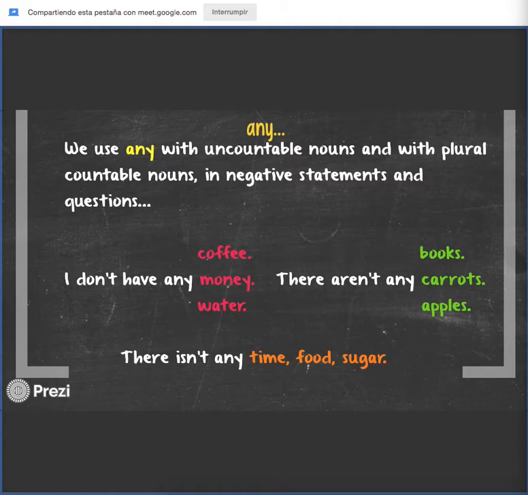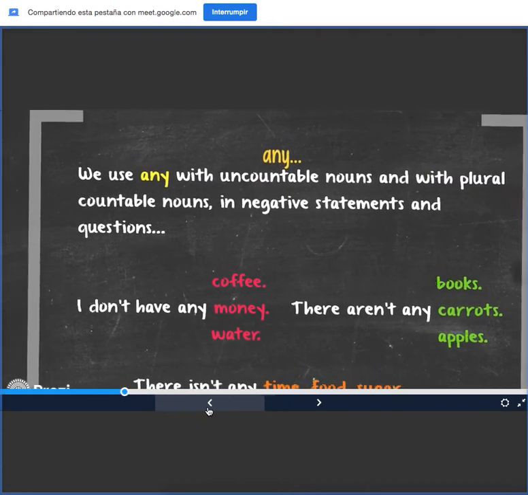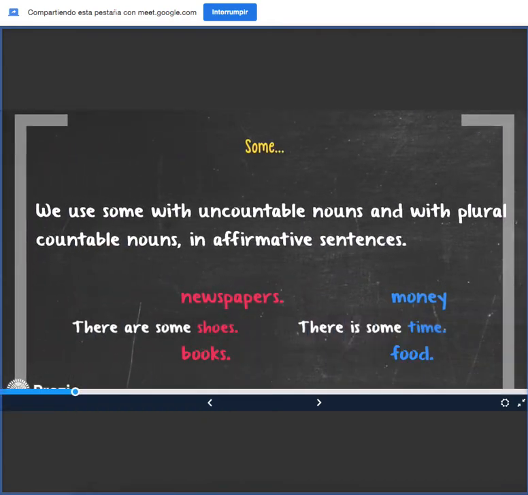Miss, ¿te vuelves un momento así, please? Yes, of course. Some, and then I am going to come back to any. Thank you, miss. Yeah, miss.